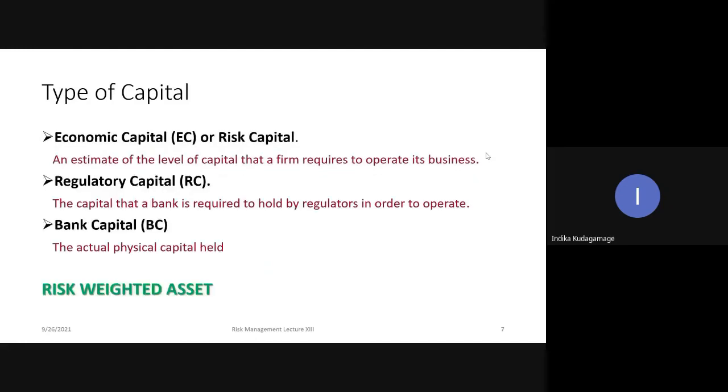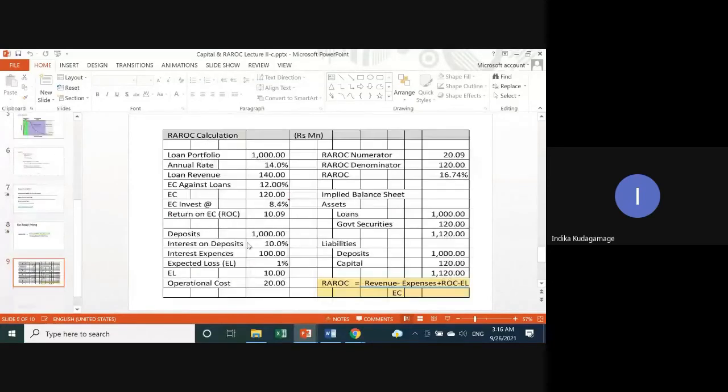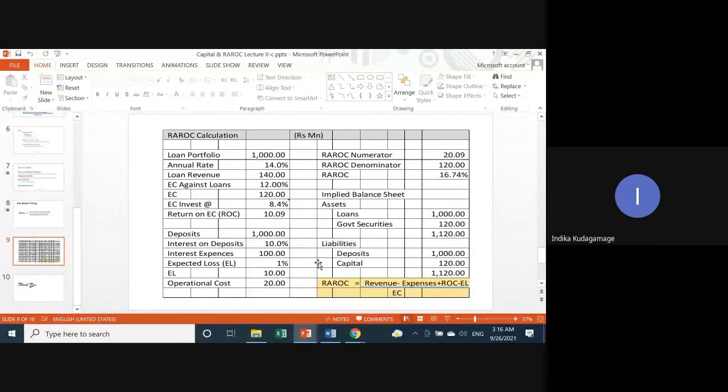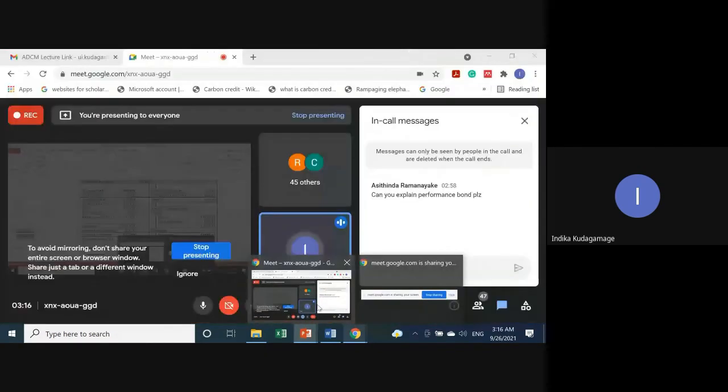This is the question. So this is the risk-based pricing, right? Whenever we are pricing a customer, we work the ROC, and see whether we have adequate.